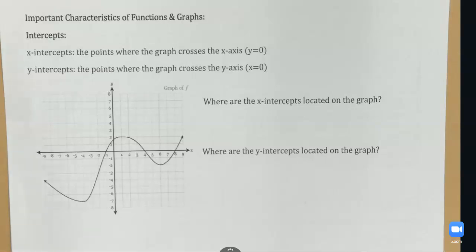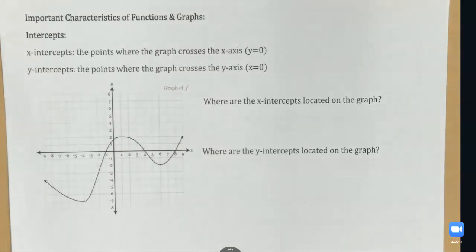Right, we are moving on to some important characteristics of functions and their graphs. What we are going to do is look at some things that you might already be familiar with, some things that might be new to you, and then later on we are going to apply it to any kind of function. You should be able to tell me these different characteristics that they have. So we are going to start with intercepts.